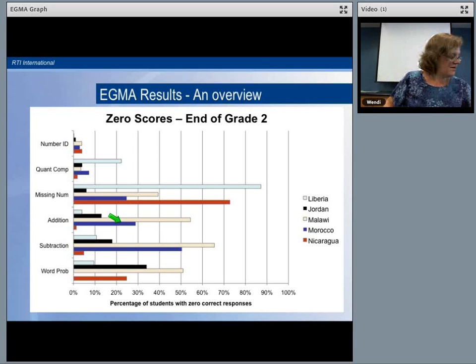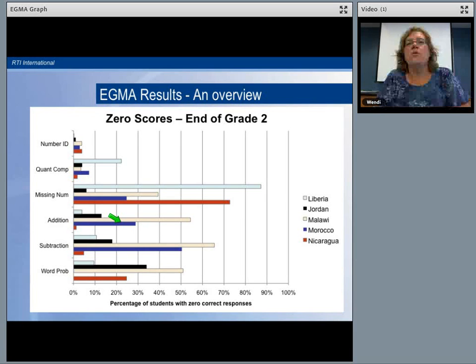Another question was answered already. Next: is the test administered in a group setting or one-on-one? One-on-one. Oh, I'm sorry, I'm forgetting to repeat the question. The question is whether it's a group setting or one-on-one. The answer is it's one-on-one.